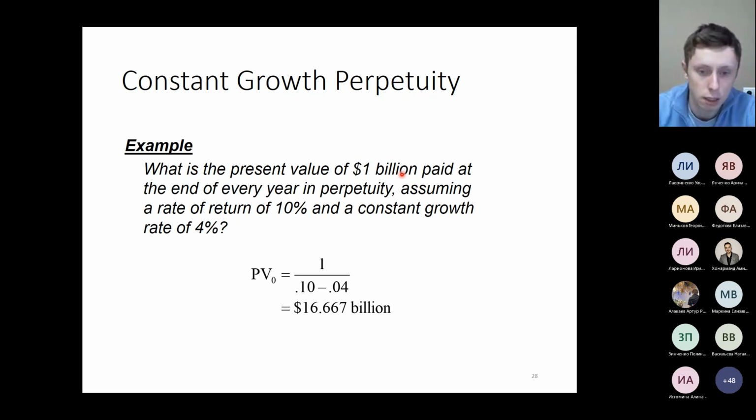This is the same example we had a couple of slides ago. 1 billion paid forever, 10% discount rate, but additionally we have a 4% growth rate, and instead of 10 billion we have 16.6 billion. So this 6.666 difference is due to the growth. That is why growth is very important, particularly when we talk about infinite cash flows or longer term cash flows.